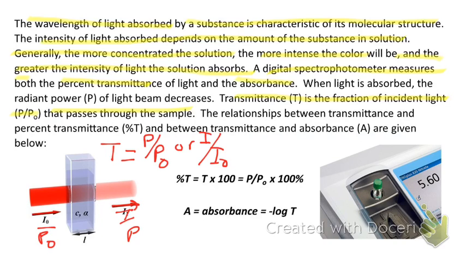So that's what this equation is showing right here: transmittance is equal to P over P sub O. Now the percent transmittance is what we actually read on the spectrophotometer, and that's important. This is really important to understand. The percent transmittance is what we read on the digital screen of the spectrophotometer.